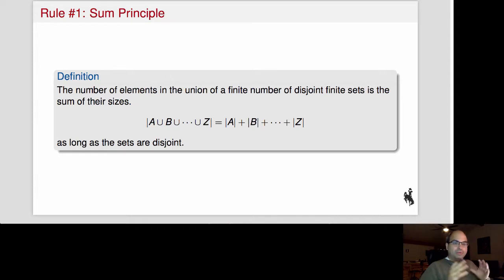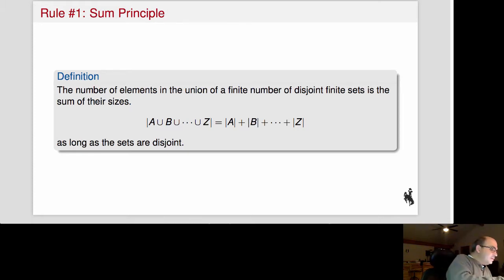Suppose that I have a whole bunch of disjoint sets. Just think of two sets, okay? And I want to know how many elements are in the union of those two sets. And assuming they're disjoint, right? And so the answer is going to be, well, that's just the number of elements in the first set plus the number of elements in the second set.